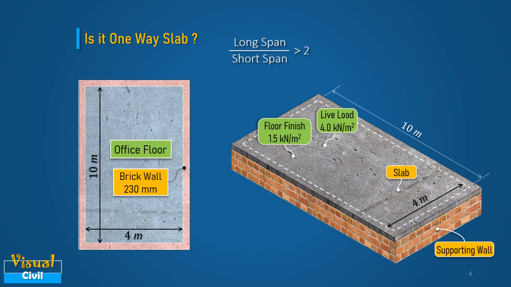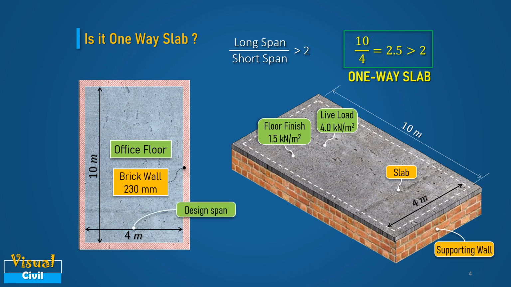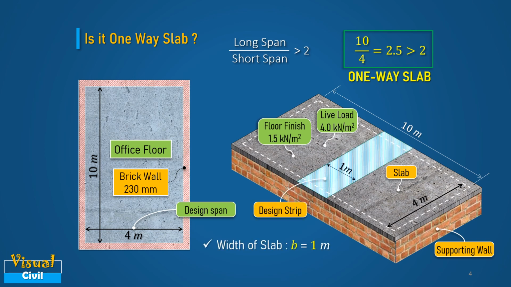We have longer span as 10 meter and shorter span as 4 meter. The ratio of longer span to the shorter span is equal to 2.5, which is more than 2. Hence, this slab will be treated as a one-way slab. In one-way slab, the shorter span is always considered for the design purpose, and a strip of 1 meter width is considered for the design calculations.